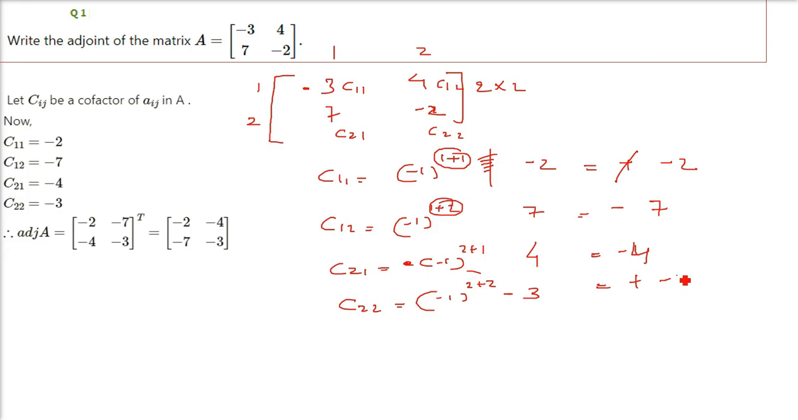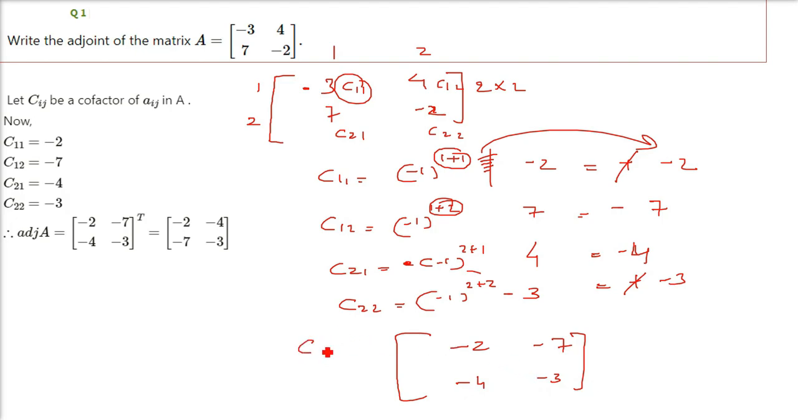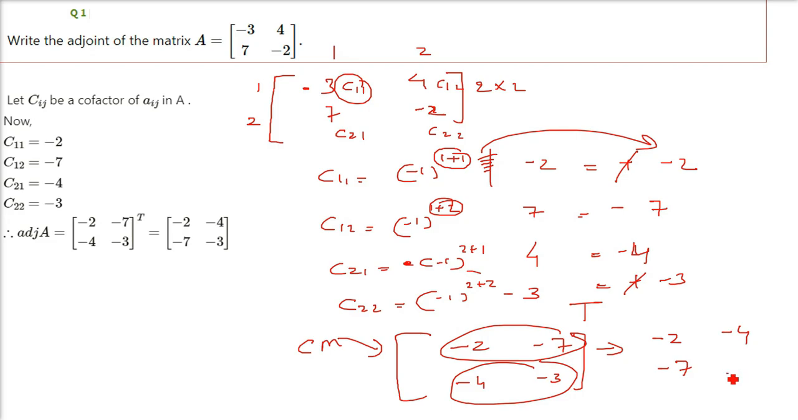Okay, so let us write this cofactor matrix. In place of C11, in place of C12, replace it by the value, minus 2, then minus 7, then minus 4, minus 3. This is just the cofactor matrix. In order to find the adjoint, we have to take the transpose, row to column, column to row. So minus 2, minus 7, the row was made a column, minus 4, minus 3 was a row, and we made it a column. So this is the final answer.